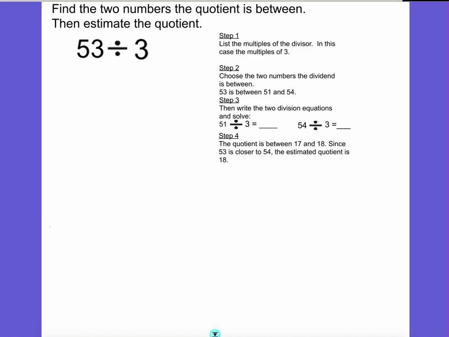So here are the directions. Find the two numbers the quotient is between, then estimate the quotient. I told you that we're going to be using the strategy using multiples. Whenever you're using multiples, you're always using the multiples of the divisor. So we are going to be using the multiples of 3 in this case. In the first step, we list the multiples of the divisor. So I will list the multiples of 3. So that's step 1: list the multiples of the divisor.